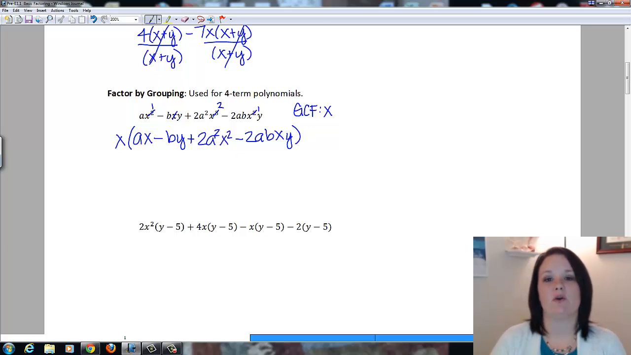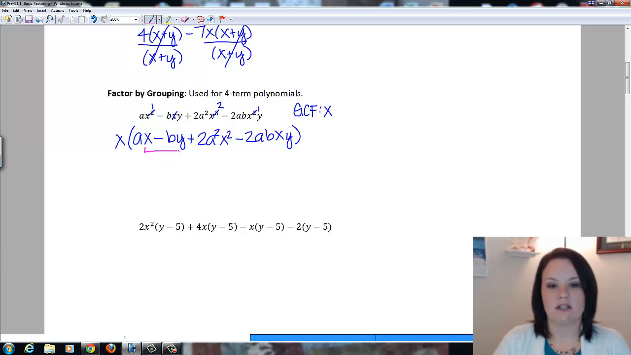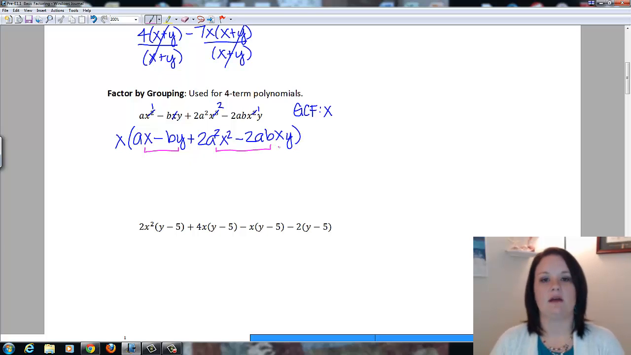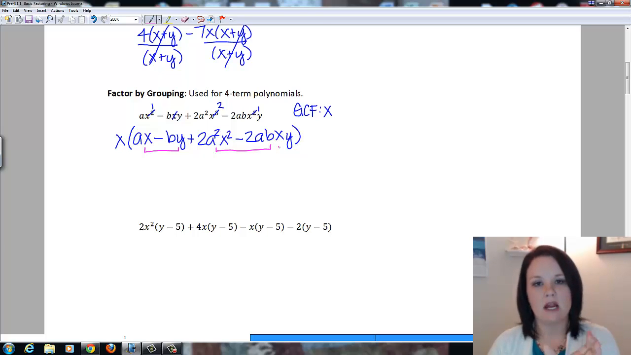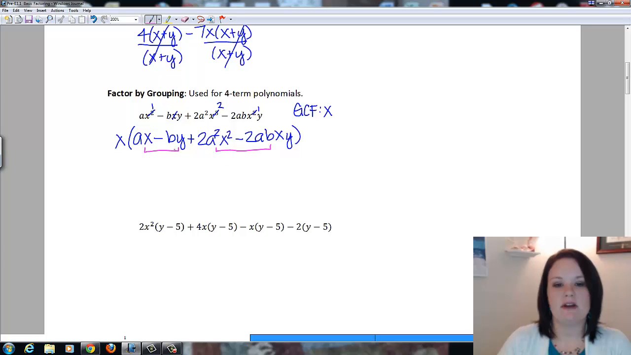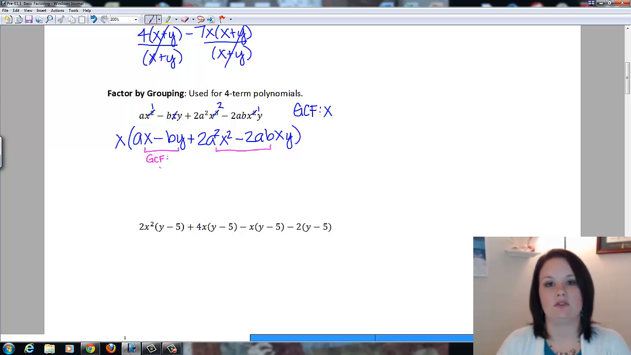Now I actually want to go into grouping. So I'm going to use a different color. When we group, I'm just going to group the first two together and the second two together. And I'm looking for, what do these pairings have in common? What GCF do these pairings have? So if I look at this first pairing, I'm looking for a GCF between those two terms. So notice, they don't have anything in common.